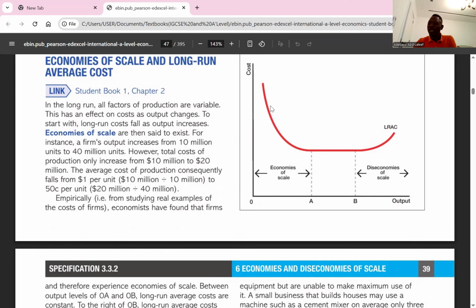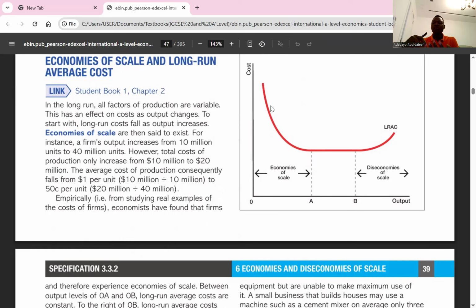This in turn has an effect on cost as output changes. Because it's in the long run, you are able to expand. Because you are able to expand, you are going to have either increasing returns to scale, constant returns to scale, or diseconomies, which is decreasing returns to scale.